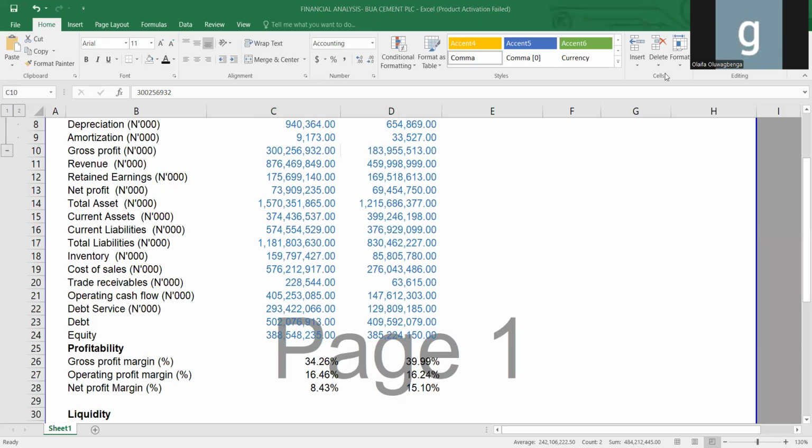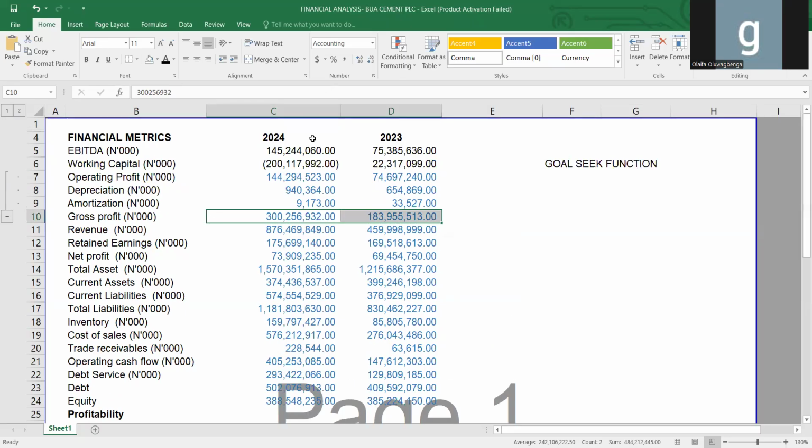Okay, a quick one. We want to look at the concept of the Goal Seek function in Excel. Goal Seek actually seeks to do a form of work back. What do I mean?